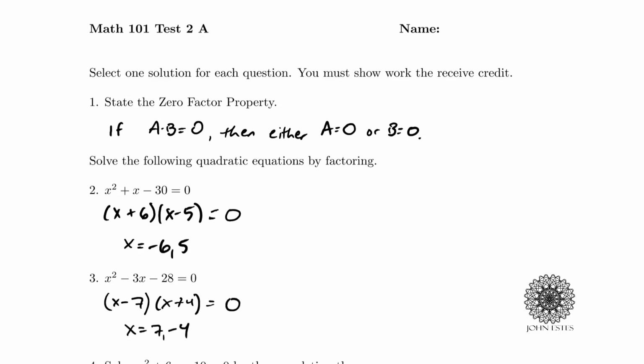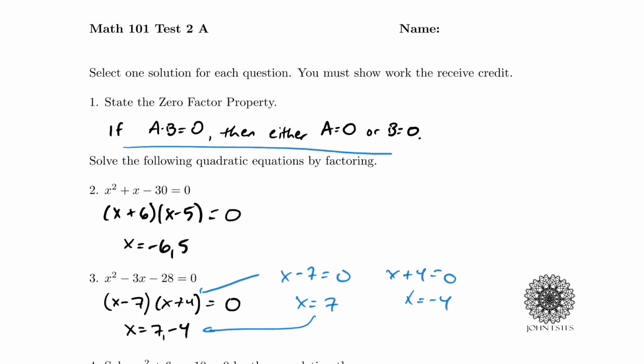Alright, now remember this is because I'm taking, for example, x minus 7 to be 0 and x plus 4 to be 0. These are two linear equations. So I get x equals positive 7 and negative 4. That's how that works. And it only works because of the zero factor property.